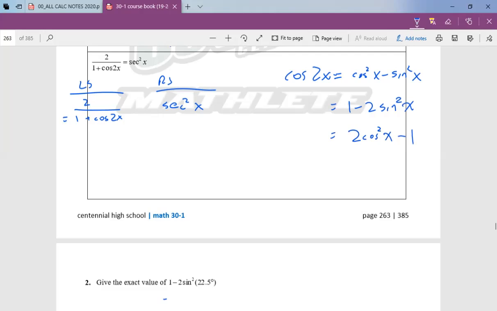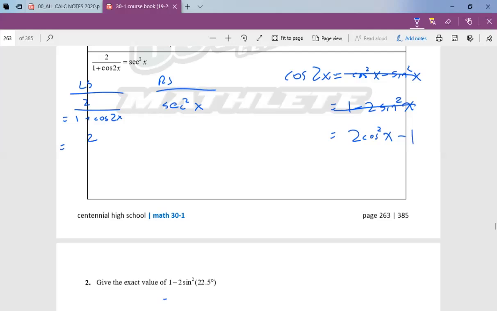Now, keeping in mind that this right side right now, this secant squared x, that is 1 over cos squared. So we're probably going to want to express this left side just in terms of cosine squared. And so we're not wanting to use this. Sine x doesn't show up anywhere in our right side. We don't want to use this one. Sine x doesn't show up anywhere in our right side. What we probably want to use is that third one.